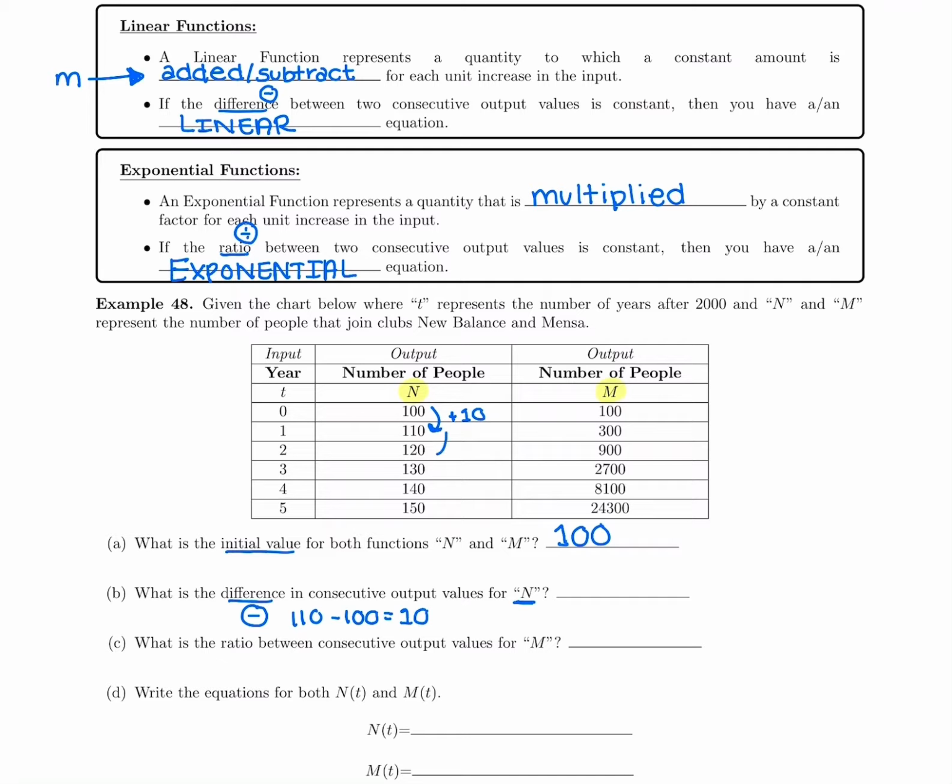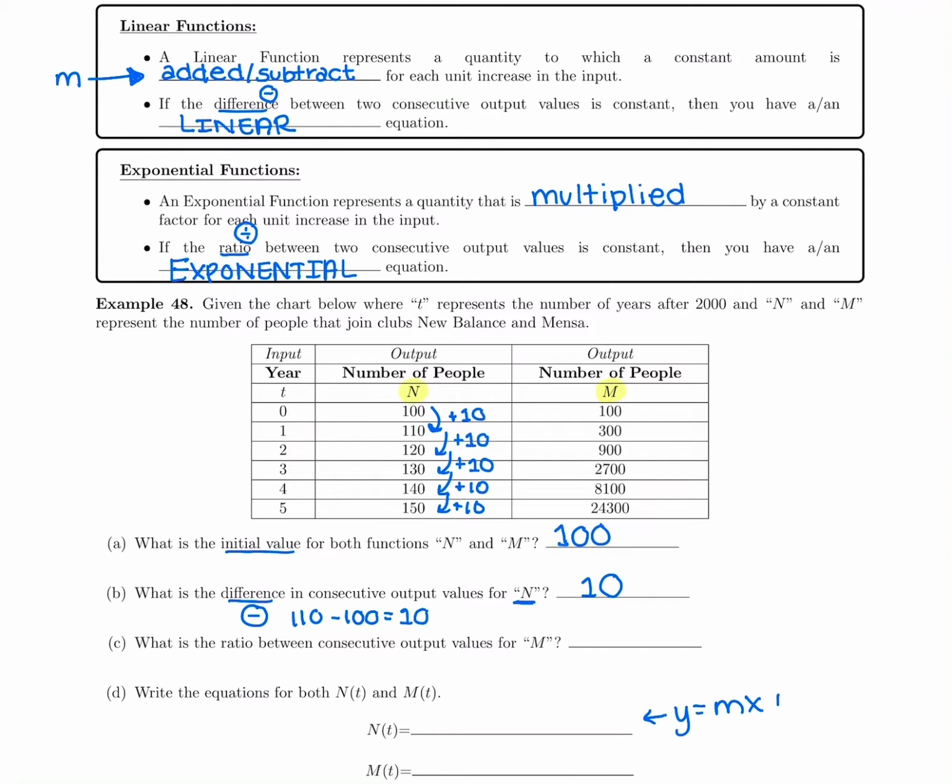If we look at the next one, adding 10 will get us from 110 to 120. We can add 10 again. It'll get us from 120 to 130. Plus 10 will get us to 140. Plus 10 will get us to 150. So the difference between each of them is 10. And so for n of t, that first equation, we can write either a linear or an exponential. Well, this is added, which means we have which type? It must be a linear.